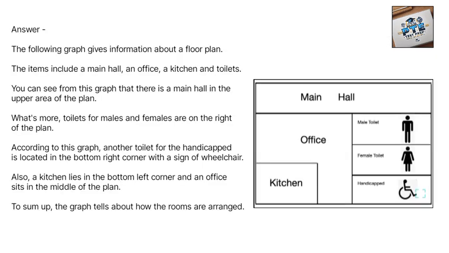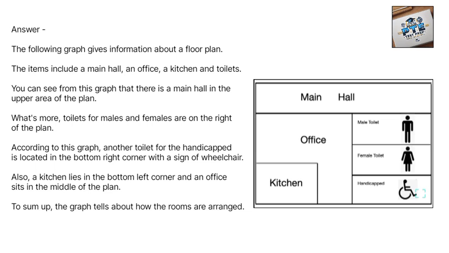The following graph gives information about a floor plan. The items include a main hall, an office, a kitchen, and toilets. You can see from this graph that there is a main hall in the upper area of the plan. What's more, toilets for males and females are on the right of the plan.